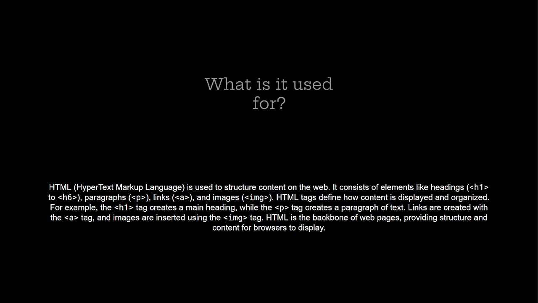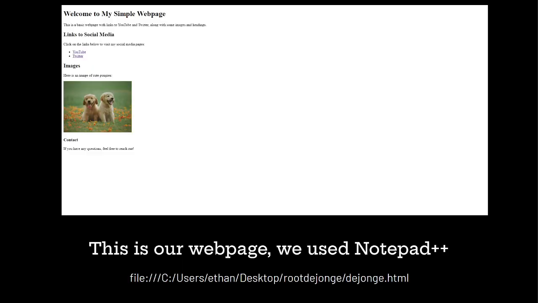For example, the H1 tag creates a heading on the page, while the P tag creates kind of like a line of text. Links are created with the A tag, and images are inserted using the image tag. HTML is the backbone of web pages. They provide structure and content for browsers to display stuff.